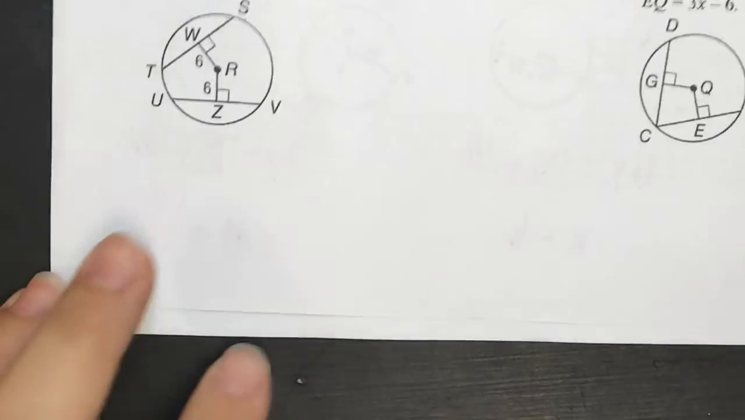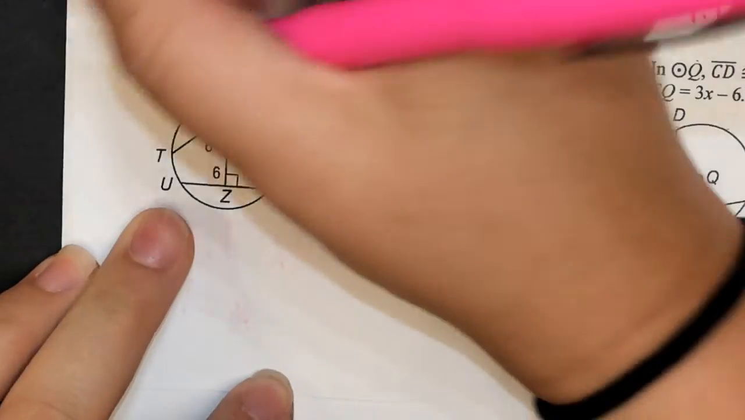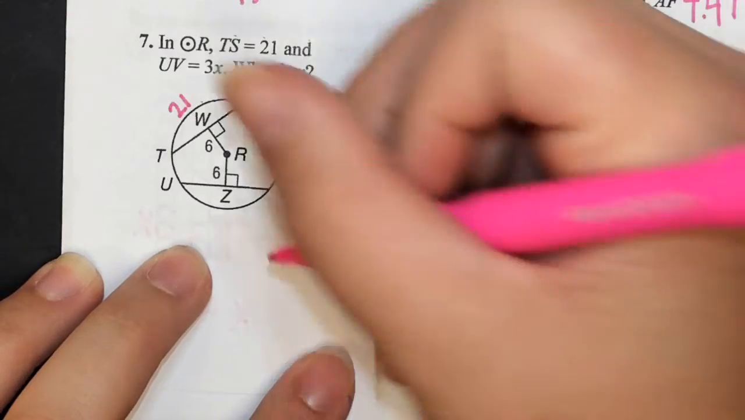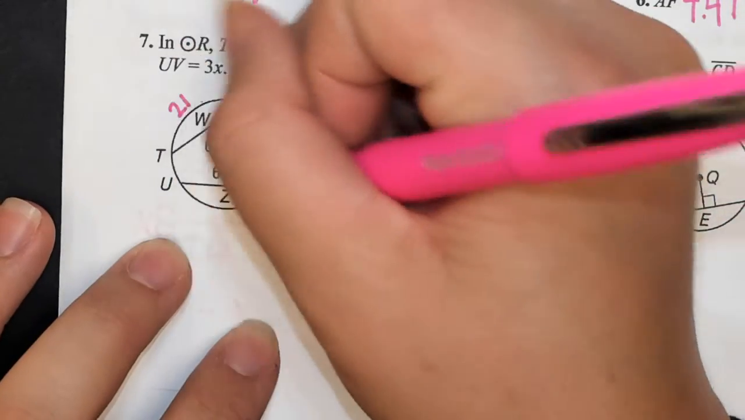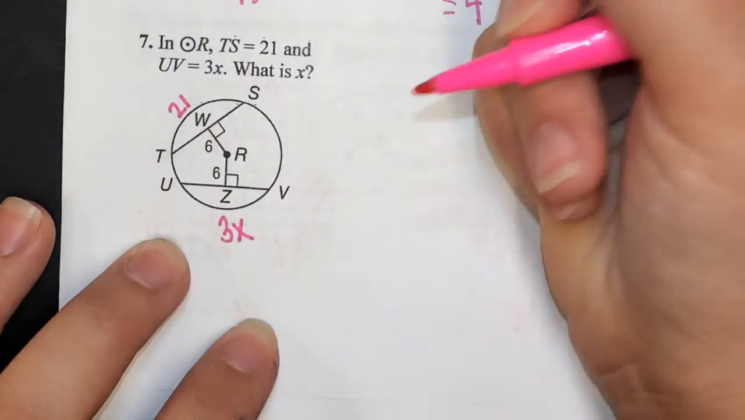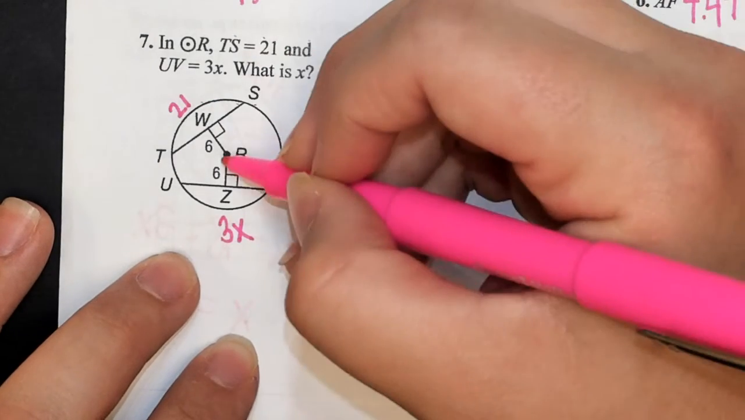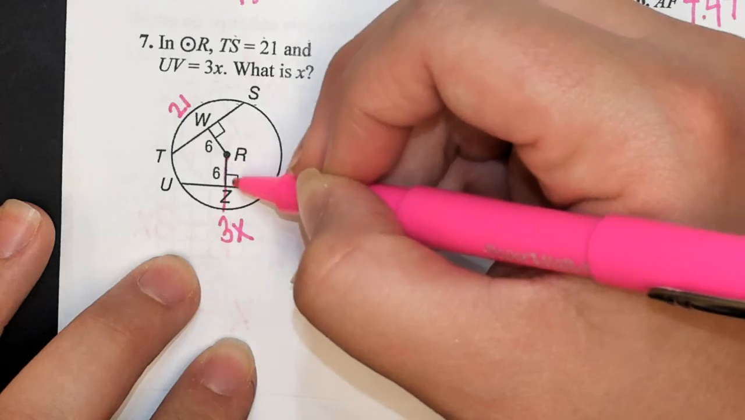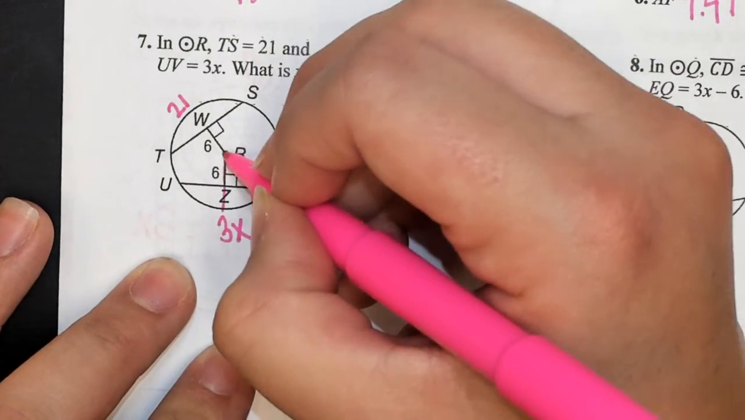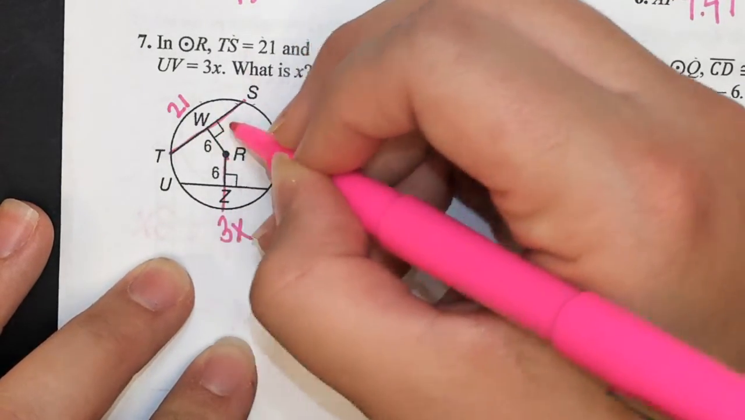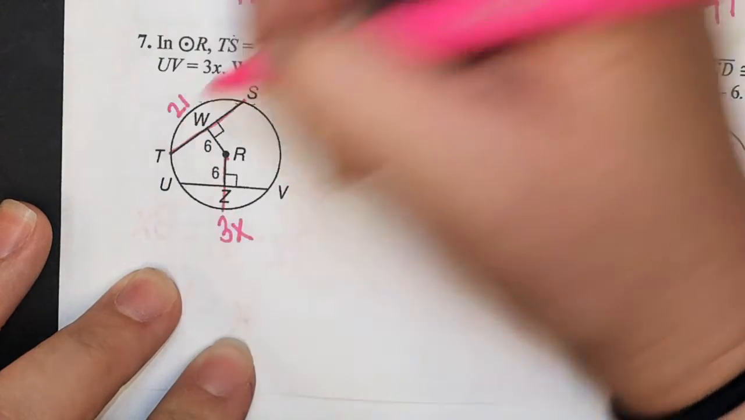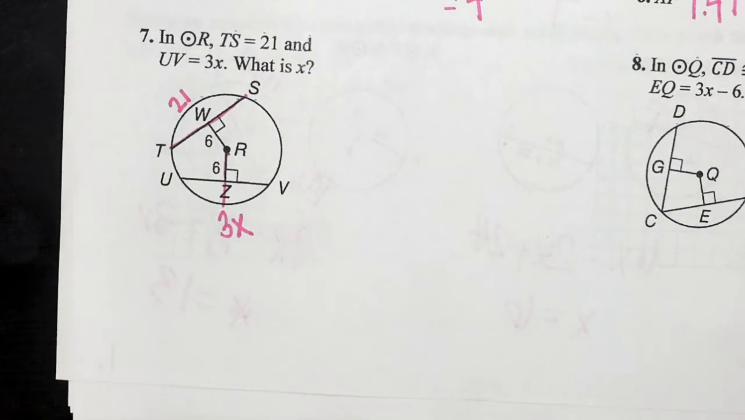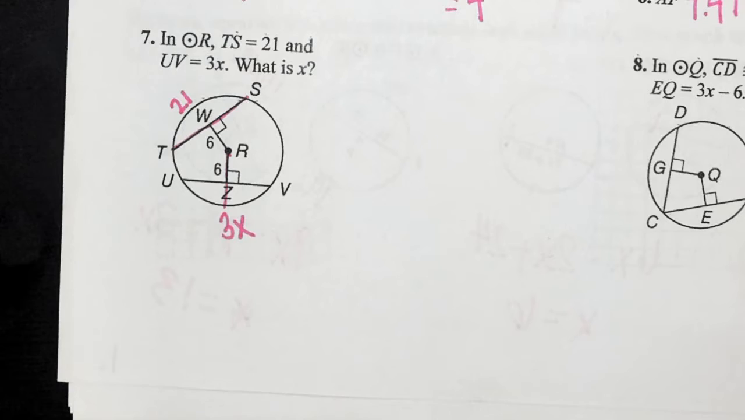Okay. TS is 21, and UV is 3x. Okay, well, I know that this radius that's coming right here shows me that this is a 90-degree triangle. This radius, if I were to draw it, that's a 90-degree angle. So, can I assume that TS and UV are congruent? Yeah.